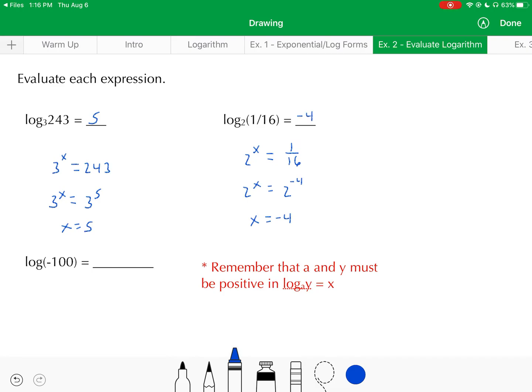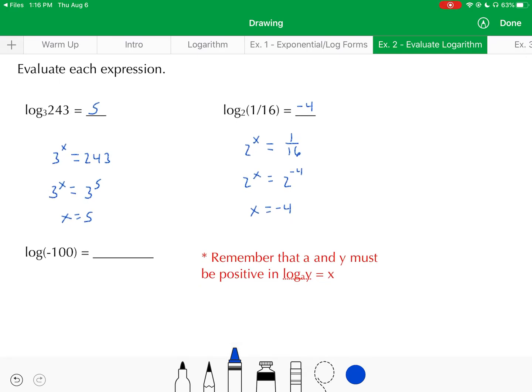Okay. And then lastly, log of -100. This is log base 10 of -100. This is a common logarithm here. So we're saying 10 to what power equals -100? Well, that's not possible. Whenever you raise 10 to a power, whether the power is positive or negative, the result is always going to be larger than 0, all right? So that means this logarithm, we're going to say, is undefined.